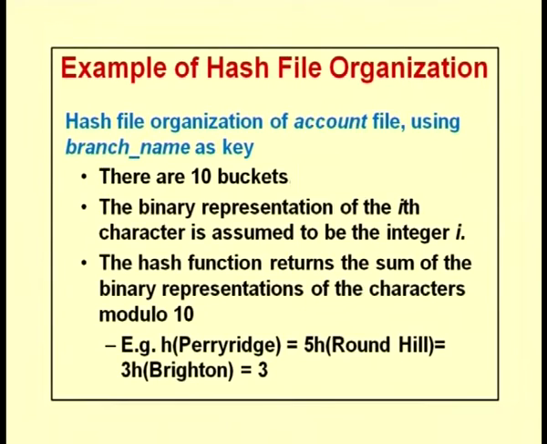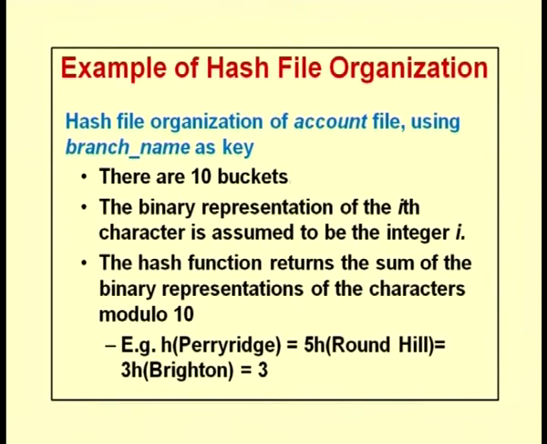So, you use the hash function to locate the record, but you do not actually locate the record, you locate only the bucket. You have to search the complete bucket in order to locate the actual record. Let us look at an example of hash file organization. Hash file organization of the account file, using branch name as the key. Let us assume there are 10 buckets. The binary representation of the ith character is assumed to be the integer i, just for simplicity.